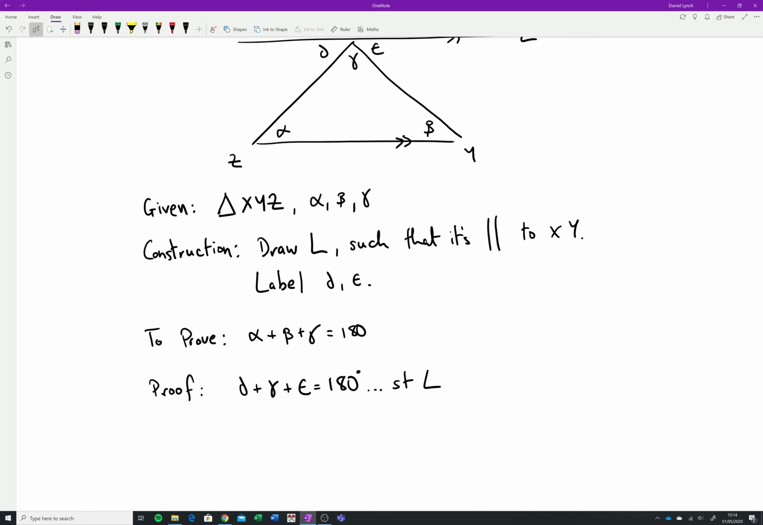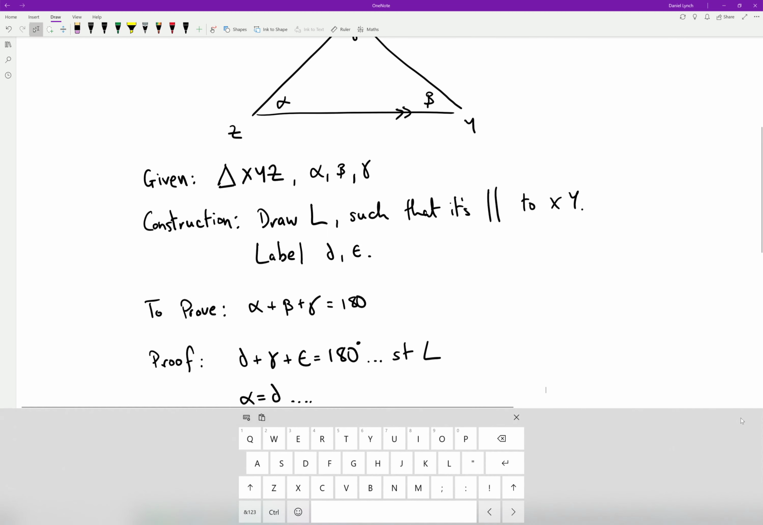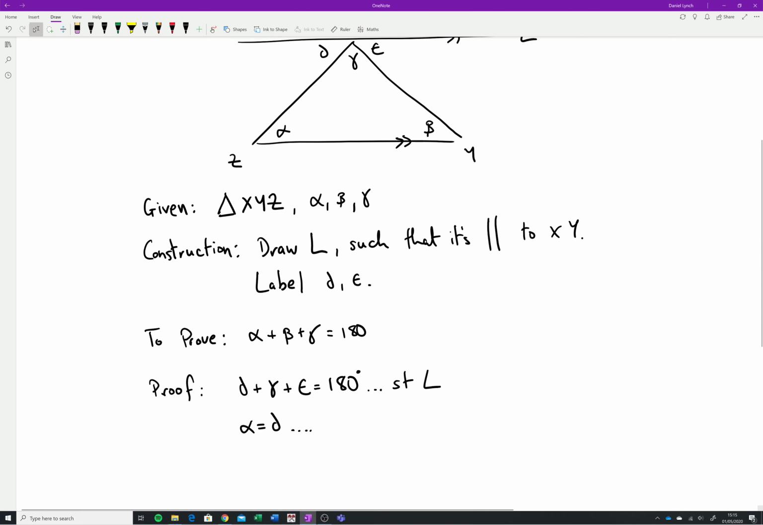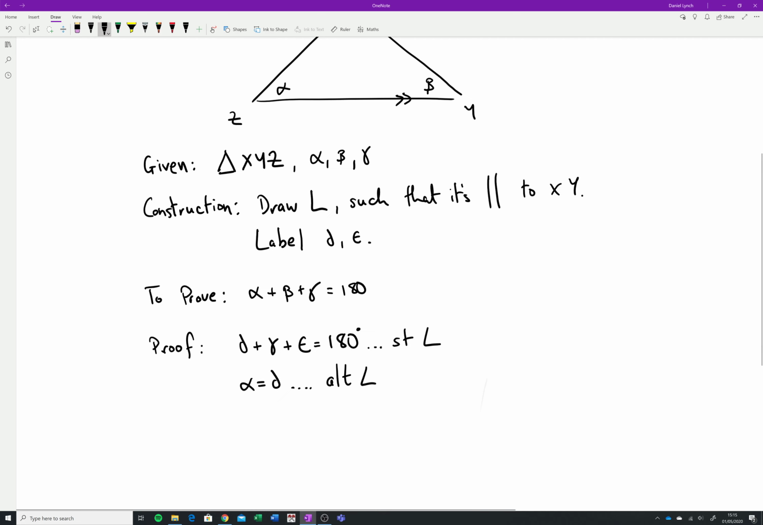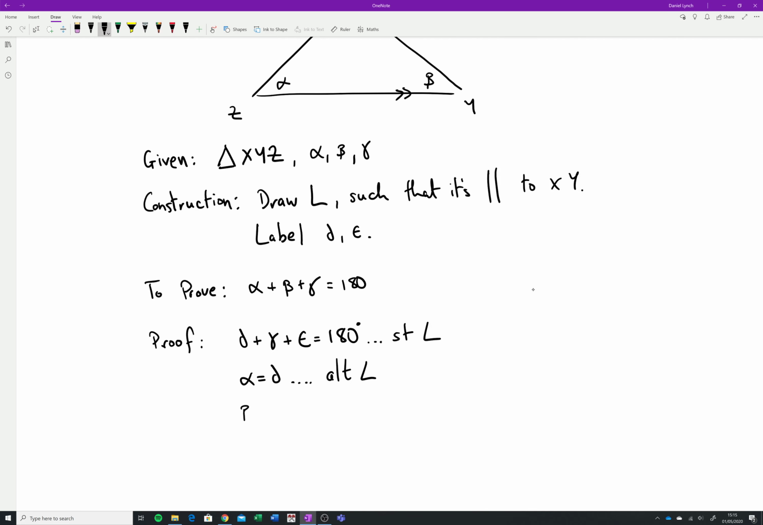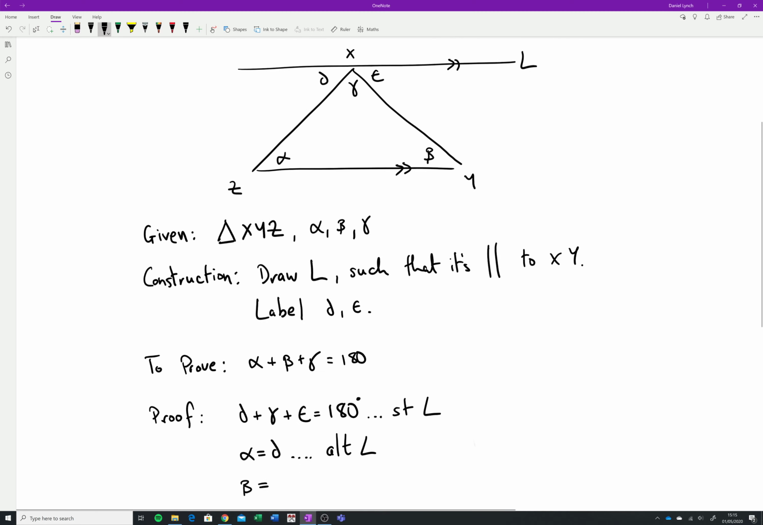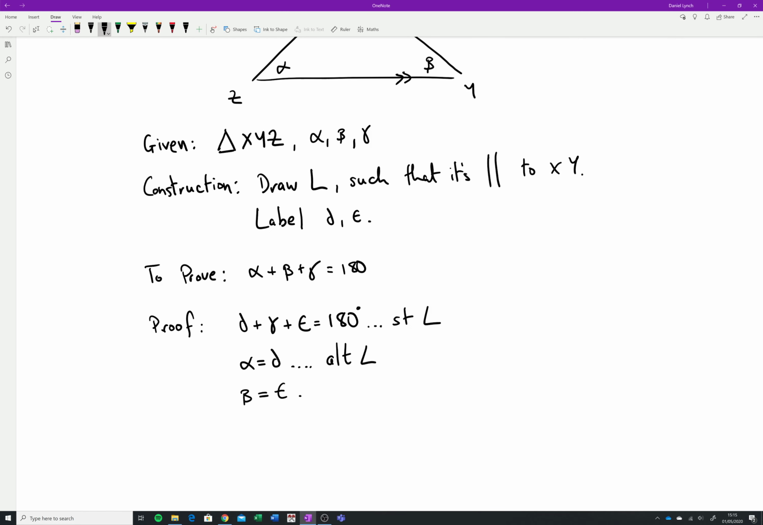All good. Next one we can say is that alpha is equal to delta. Why? Again, you should be thinking of this before I go and write it in. The reason is that they are what type of angles to each other? Well, if you have parallel lines and you get that Z shape, you are of course creating alternate angles. They are alternate to each other. It's also true that beta is equal to epsilon, and they're also alternate angles.